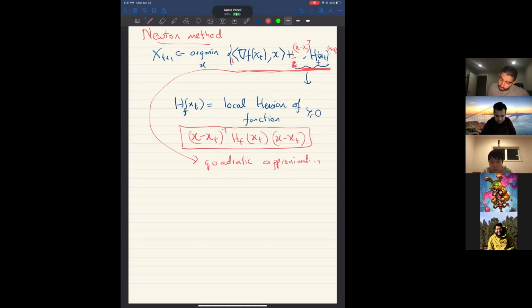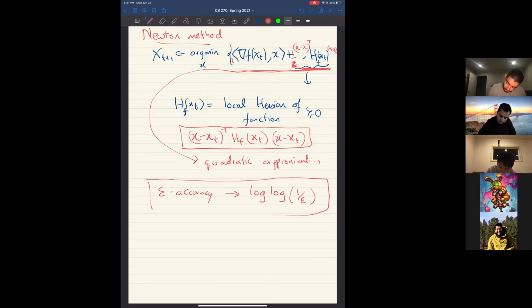Right. But this turns out to have very, very good convergence. So the convergence of the Newton method is even faster than our strong convexity gradient descent. So the convergence is log 1/epsilon. So to get epsilon accuracy, you just need log 1/epsilon iterations. It's very nice, but you can only prove this convergence under a sufficiently nice neighborhood.